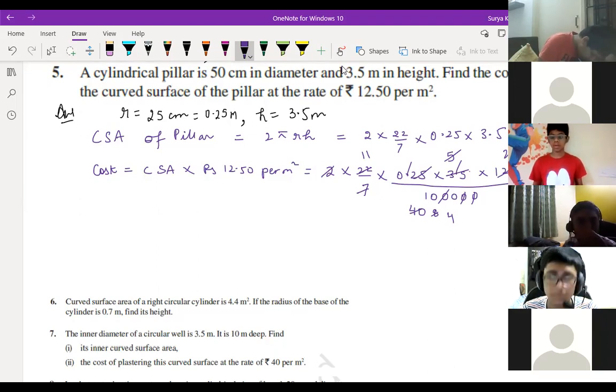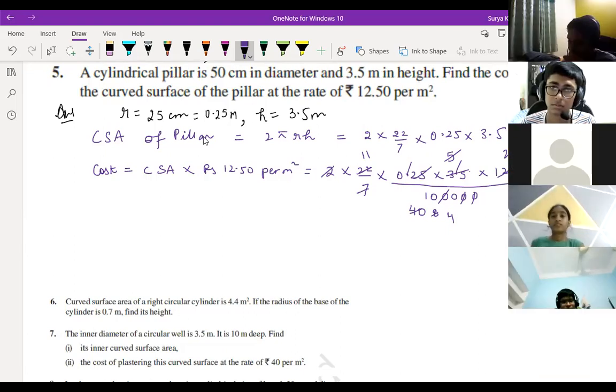Sir, it's the same. Yes, sir. Now, children, just tell me where you are getting difficulty, which part you are lacking behind. Sir, I have a doubt, sir. Where are you having the doubt? Sir, that 11 by 2, sir. I am getting it when I am multiplying 2 into 22 by 7 into 0.25.